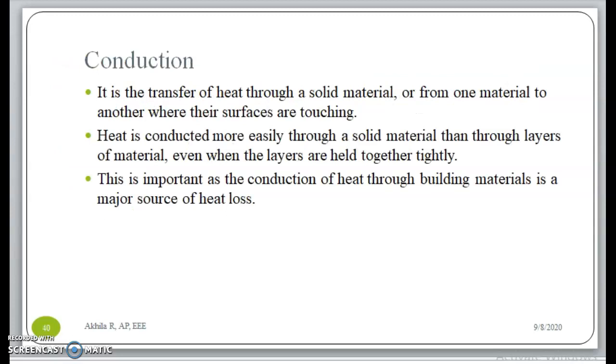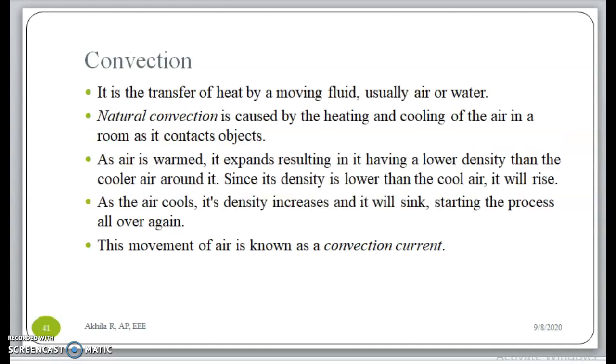So conduction is the transfer of heat through a solid material from one material to another where the surfaces are touching. Again, heat is conducted more easily through a solid material than through layers of material, even if the layers are held together tightly. So this is important as the conduction of heat through building materials is a major source of heat loss. Another method is the convection.